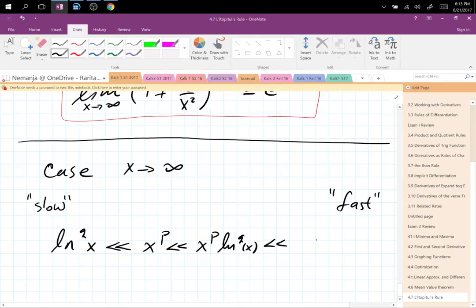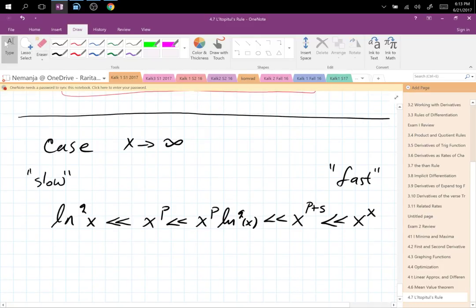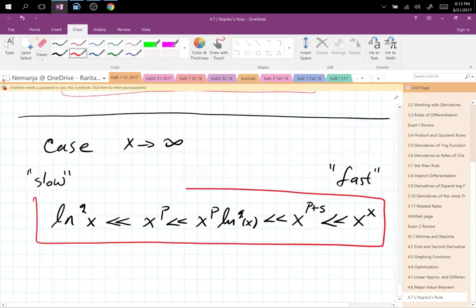Now that's smaller than when you multiply two polynomials together, so we can write that as p plus s. That's like x to the 4th times x to the 8th, right? That's faster than the previous one. And all of that is smaller than x to the x. So x to the x is considered the boss in this situation. This is known as the growth rate of functions.